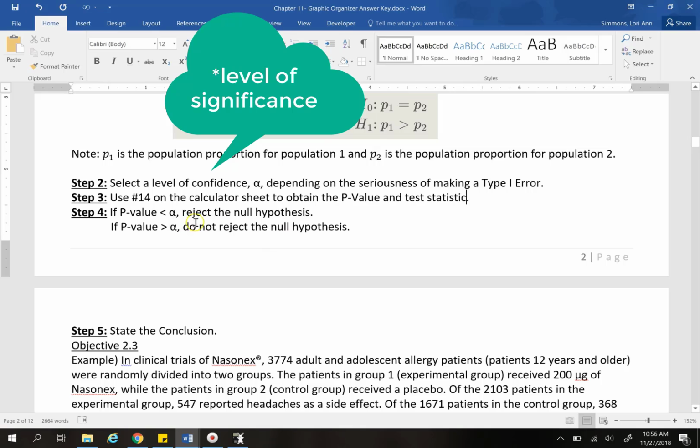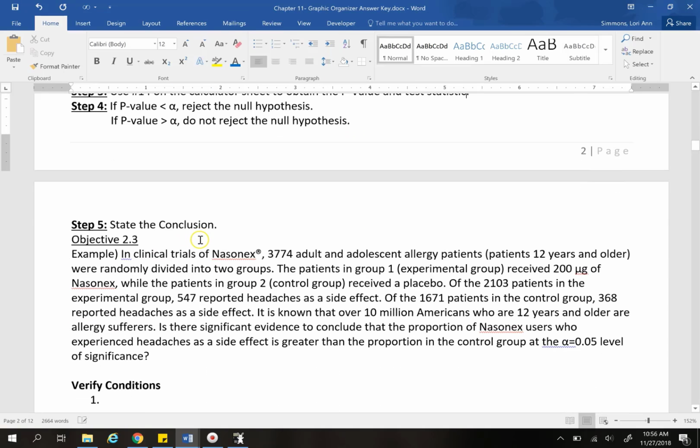If the p-value is less than alpha, reject the null hypothesis. If p-value is greater than alpha, do not reject the null hypothesis. And step 5, state the conclusion.